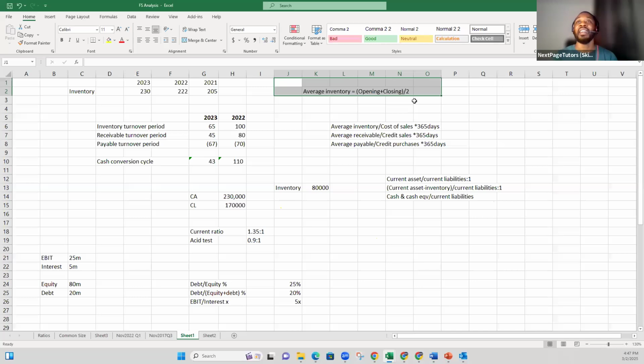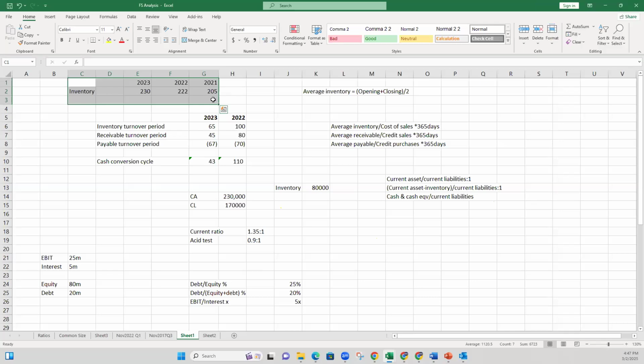I will explain further. So for example, if I'm giving only this information as the inventory for 2021, 2022, 2023, I can see that for 2023, I can get both my opening and closing.